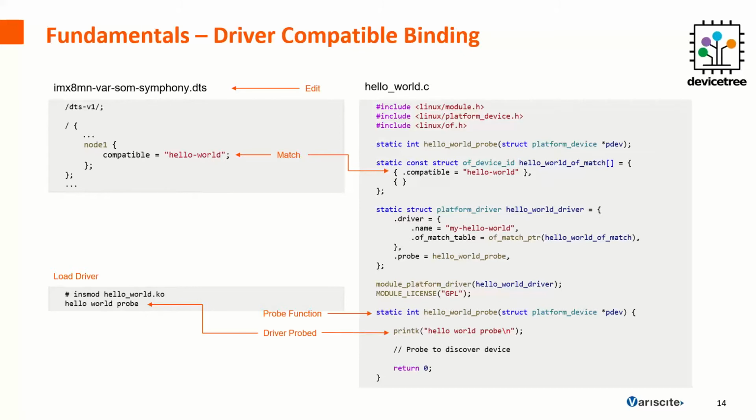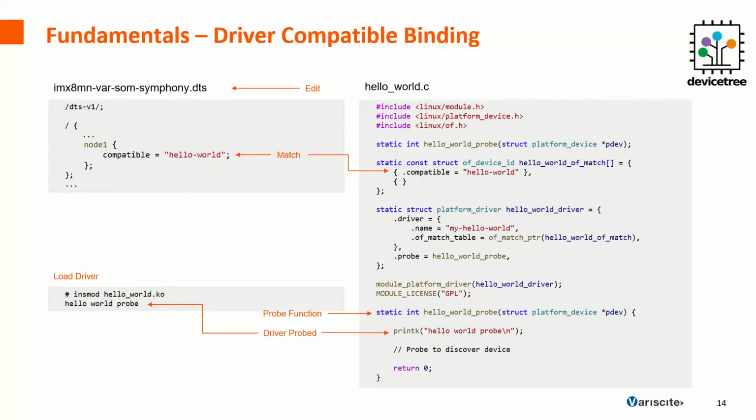Okay, so now let's look at how device tree files or device nodes and device drivers are bound together. In this example, we modify Variscite's device tree file for the IOMUX 8M Nano VAR-SOM Symphony board, and we add a new node called node 1. We set the compatible string for node 1 to hello world. The compatible string is generally what's used to bind a device node to a driver.